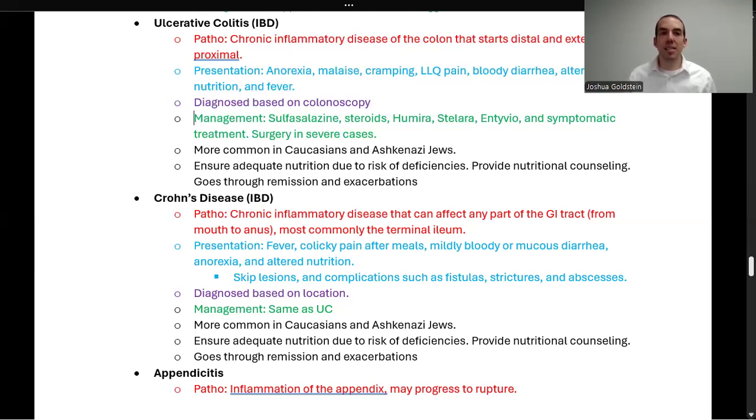The management is going to be exactly the same as ulcerative colitis. And again, the bullet points at the end, the extra considerations and the common test questions are going to be exactly the same as ulcerative colitis.